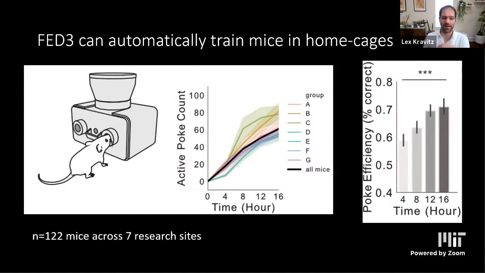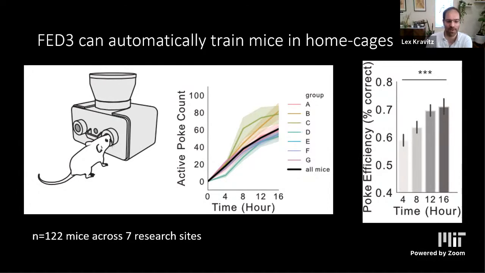So this is that FR1, or 1 poke gets 1 pellet task, the simplest task we can do on this device. And we talked with 7 other research sites that are using it and compiled a group of data, and basically asked people, can we have some of your data from the first time they've ever seen the FED? And we ended up getting data from 122 mice. What we can see is that at time 0 here on the x-axis, the animals are completely naive. They have 0 pokes because they've never poked and gotten a pellet from the FED.